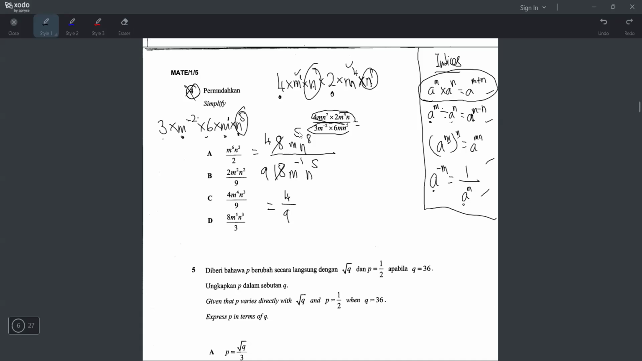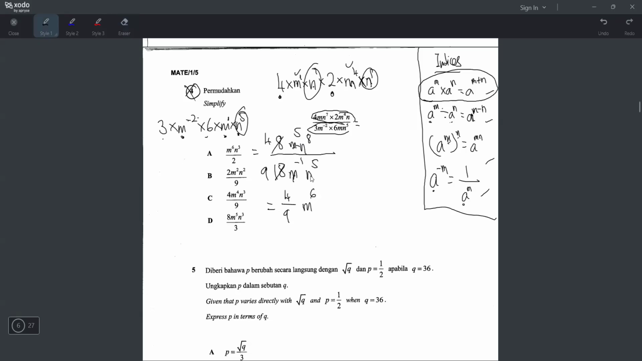Then what about the M power 5 divide M power negative 1? It will become M power 5 minus negative 1, because same base divide. Same base divide, the power needs to minus. So 5 minus negative 1 becomes 5 plus 1, which is power 6 here. Right? So I'm just going to write 6 straight away.